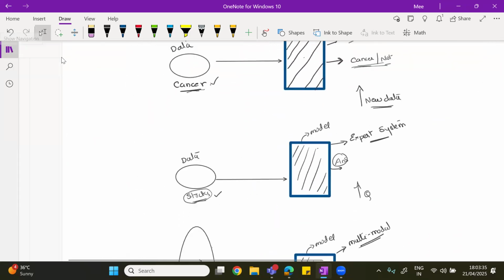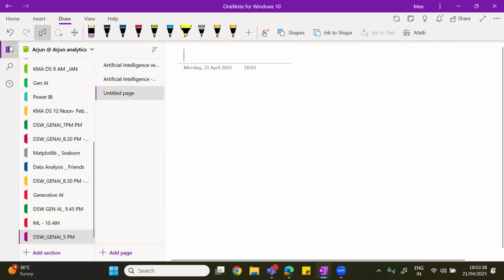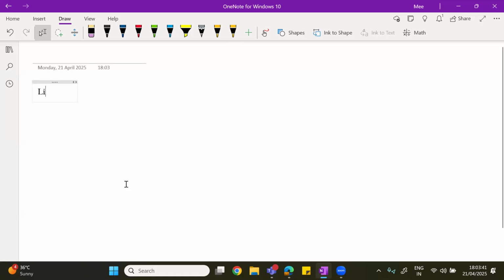Now let's go to the next important concept, the life cycle of artificial intelligence. See, whatever you take, guys, there is a cycle involved. In the same way, artificial intelligence also has a life cycle.